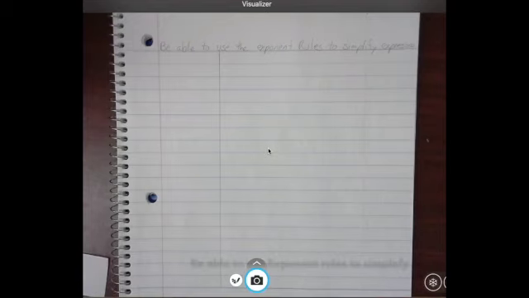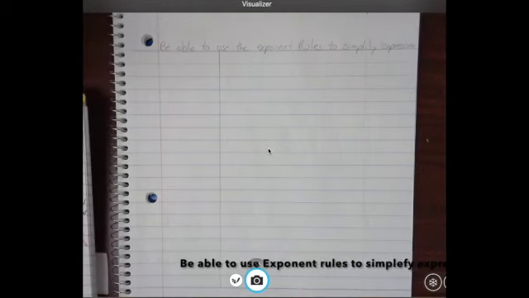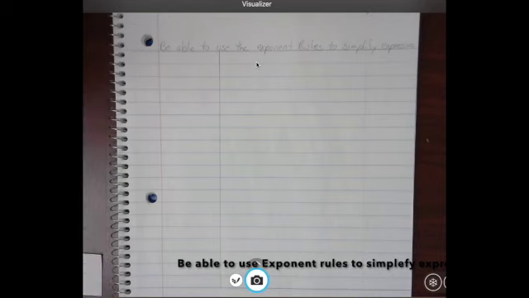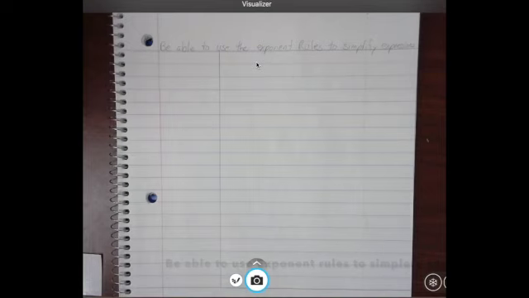Hello, by the end of today's lesson, you should be able to use the exponent rules to simplify expressions. So exponent rules are basically shortcuts to use and simplify expressions that have exponents in them. You can always write out longhand what those expressions are, but if you know these rules, they will make life easier for you. So I suggest taking extra time and memorizing these rules, okay?